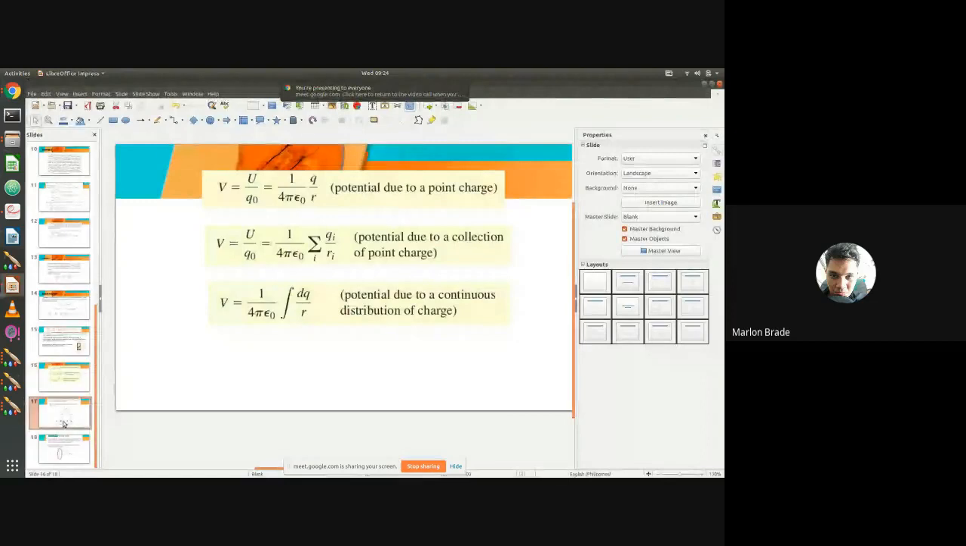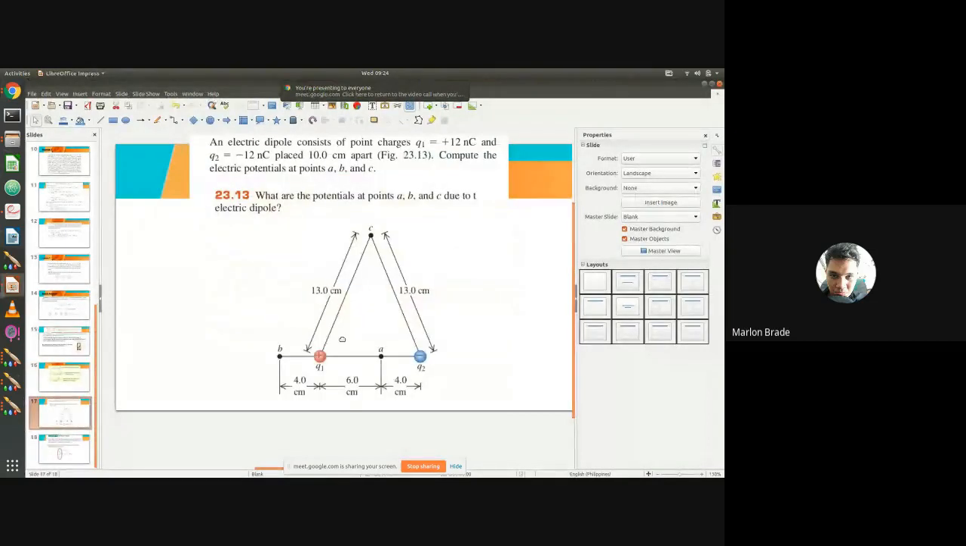Okay, so let's move to the example. An electric dipole consists of point charges Q1, which is 12 nanocoulomb, and Q2, which is negative 12 nanocoulomb, placed 10.0 centimeters apart. Compute the electric potential at points A, B, and C. What is the electric potential at point A? At point B? And at point C?